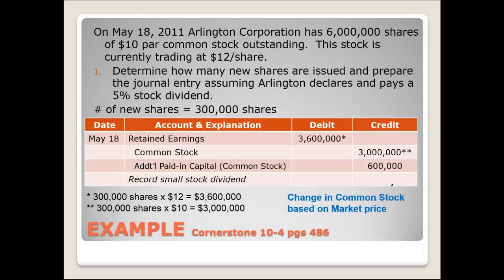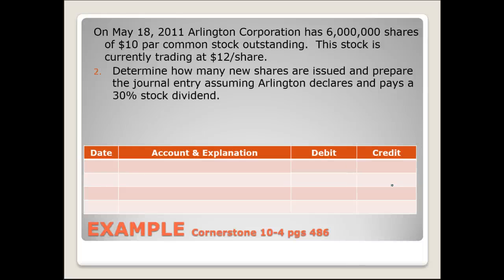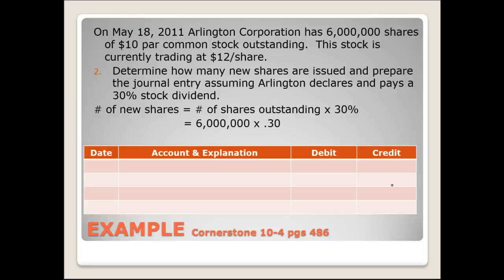Now, what if Arlington declares and pays a 30% stock dividend? Is this still considered a small stock dividend? No, it's not. It's now a large stock dividend, or a big one. And so we're going to take the exact same way of thinking about it. What's the number of new shares? Well, it's going to be however many shares were currently outstanding times another 30%, and that's going to give us 1.8 million shares, is how many new shares Arlington Corporation is going to issue as a stock dividend.